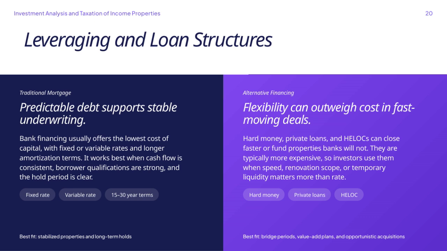Fixed-rate loans offer payment stability, while variable rates can sometimes offer savings if interest rates remain low. Traditional mortgages fit well with stabilized properties and long-term investments. On the other hand, flexibility can sometimes be more valuable than cost savings, especially in fast-moving deals. Alternative financing options like hard money loans, private loans, and home equity lines of credit, or HELOCs, can close faster or help fund properties that banks won't touch.